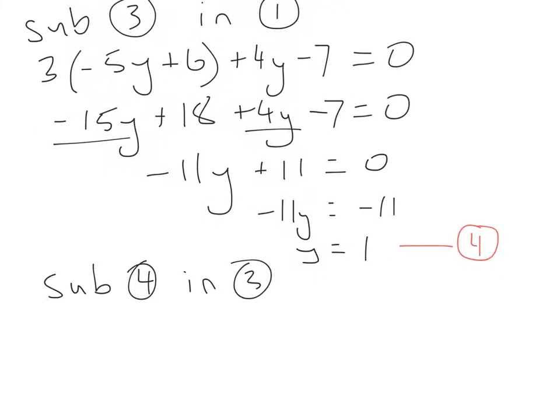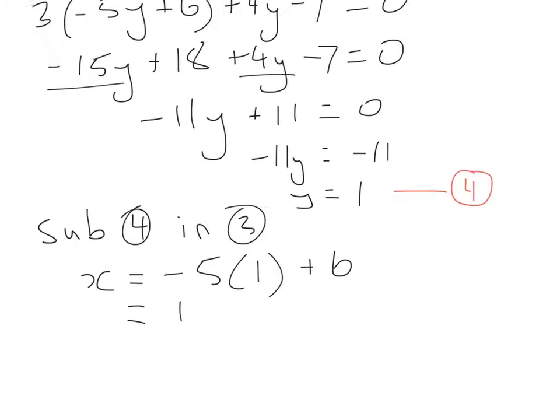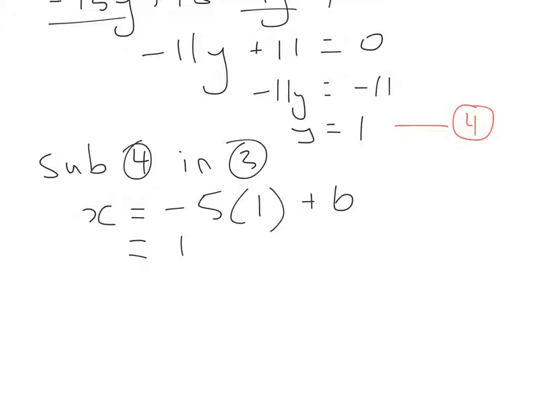Minus 5y plus 6. Minus 5 plus 6 is 1. So again, we get, therefore, x equals 1, y equals 1. Now they're not all 1, 1. 1, 1 is just an easy equation for me to make up on the spot. That's how it works.